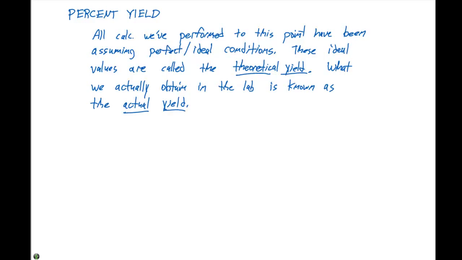And it's very important to know, especially in industry when money is on the line, how close to the theoretical yield a reaction is going to come. And we refer to that as the percent yield. And the percent yield is going to be the actual yield divided by the theoretical yield times 100%.